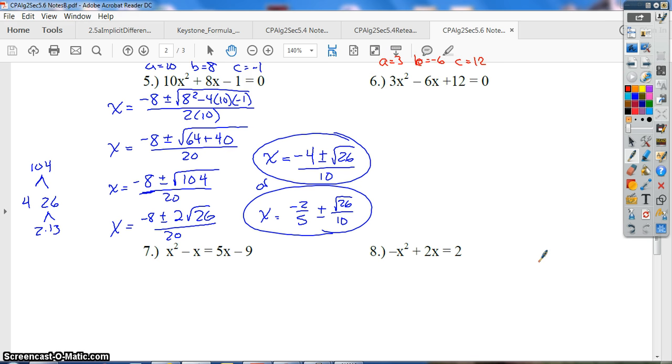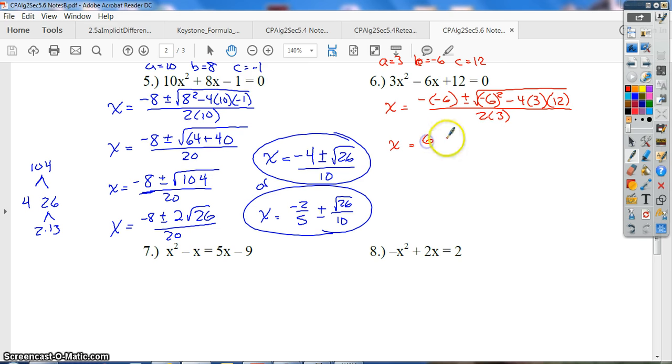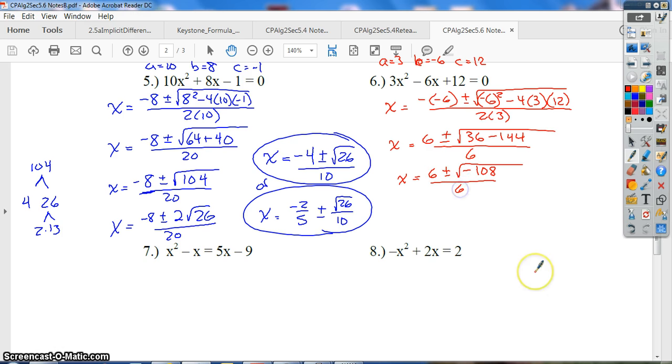What about basically dividing everything by 3? But I'll just use the larger numbers, and we'll see what happens. So this would be negative 6 plus or minus the square root of negative 6 squared minus 4 times 3 times 12, over 2 times 3. This is 6 plus or minus the square root of 36 minus 144, all over 6. So moving right along, this would be the square root of negative 108 over 6.